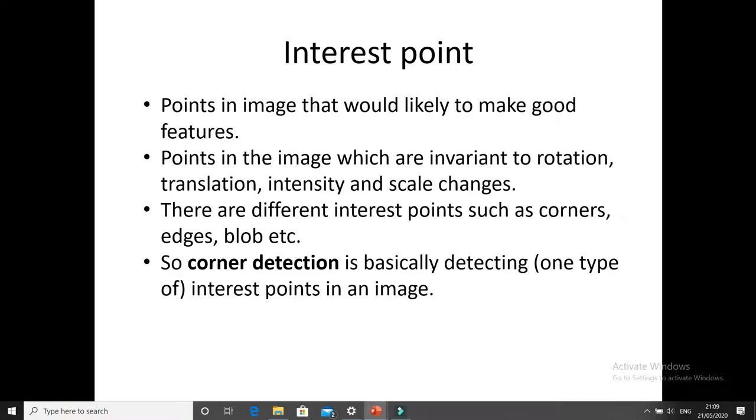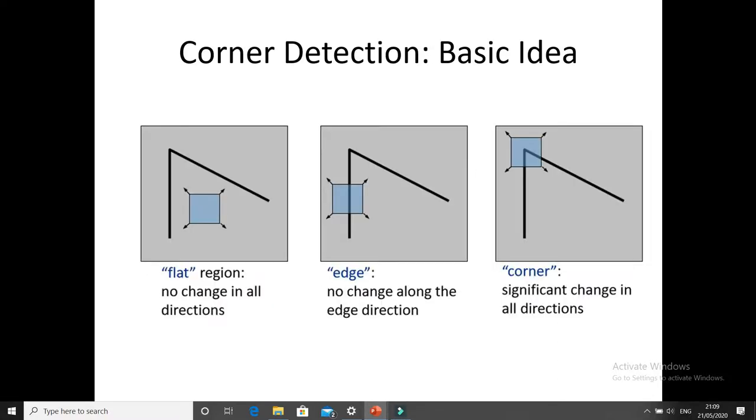There are different interest points such as corners, edges, and blobs. So corner detection is basically detecting one type of interest point in an image. Let's see the corner detection in more detail.